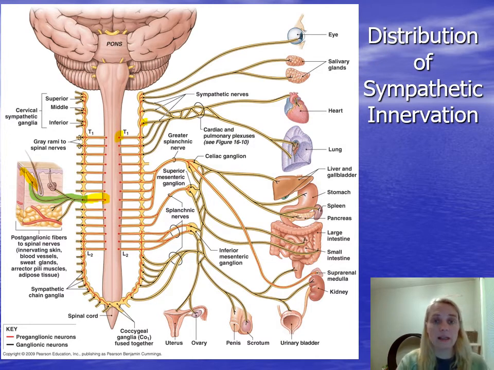Preganglionic neuron in the lateral gray horn, ventral root, synapsing, so white ramus, synapsing in the chain ganglia. But then the postganglionic neuron did not go back up the gray ramus to find the spinal nerve. It went out the sympathetic nerve and goes to the heart. So that's my example for this one, going to cardiac muscle tissue.